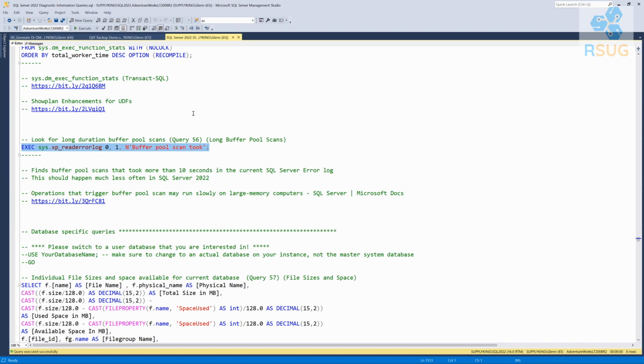If you run this on your old instance, as long as it's a new enough build of SQL Server, and you see lots of long buffer pool scans, this usually is a problem on machines with lots of memory, but you can see it even if you only have 64 gigs of memory. But if you've got 2 terabytes of memory, it's very frequent to see this because only one core is doing a buffer pool scan. So that's what this helps you find. Those are all the instance level queries.